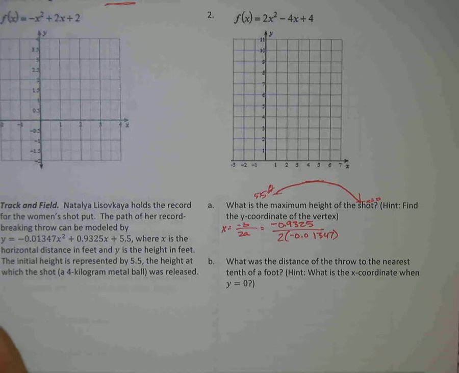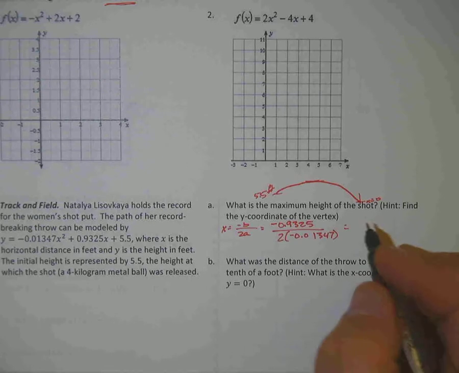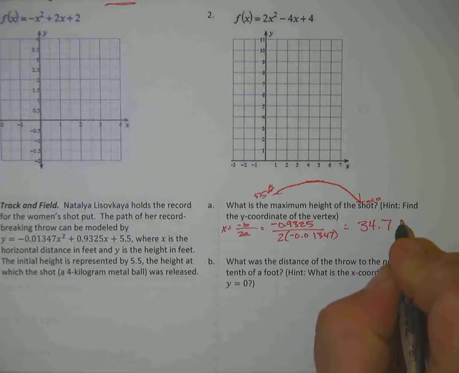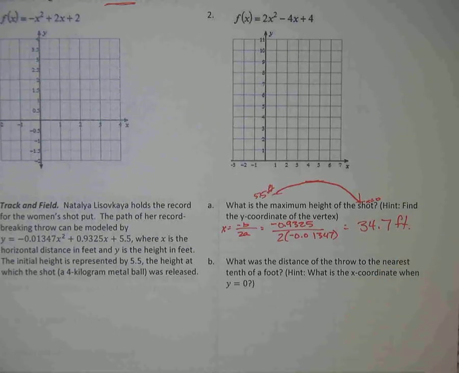And that seems like a lot. Oh, I didn't multiply by 2. That's probably why. So 0.9325 divided by 2 times 0.01347. That's a little bit better. Still seems like she threw that thing way up in the air. 34.7 feet is what that would round to.